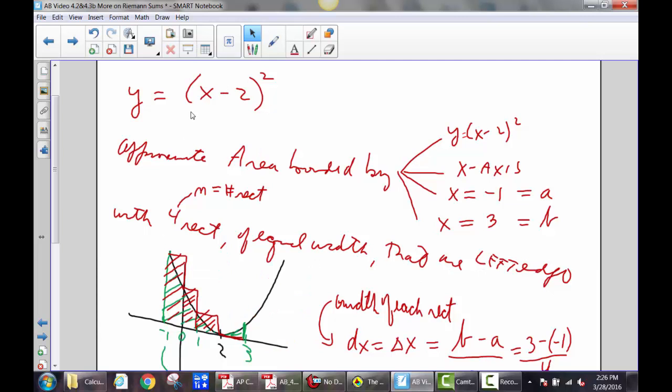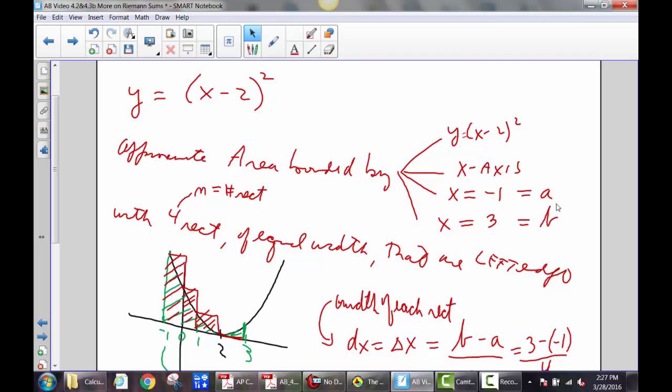So we draw the curve. Of course, this is y equals x squared, move to the right 2. So it looks like this black curve right here. We're going from -1 to 3. So here's -1, here's 3. Go up to the curve, go up to the curve. And we're going to find our dx.